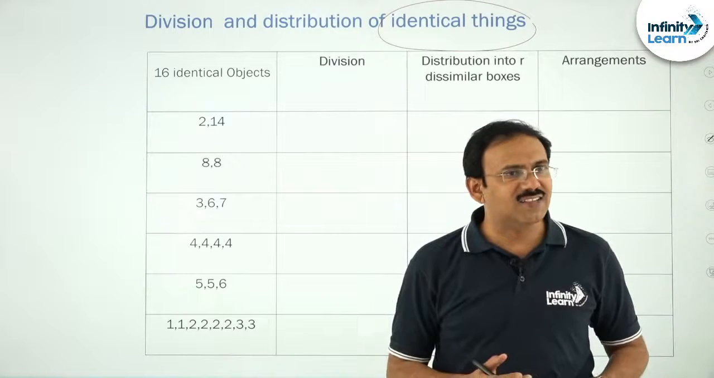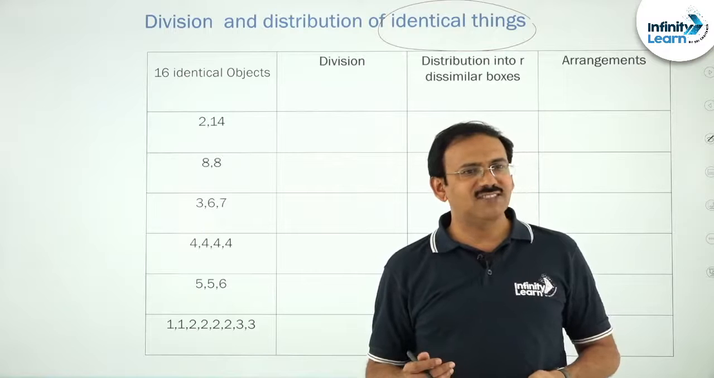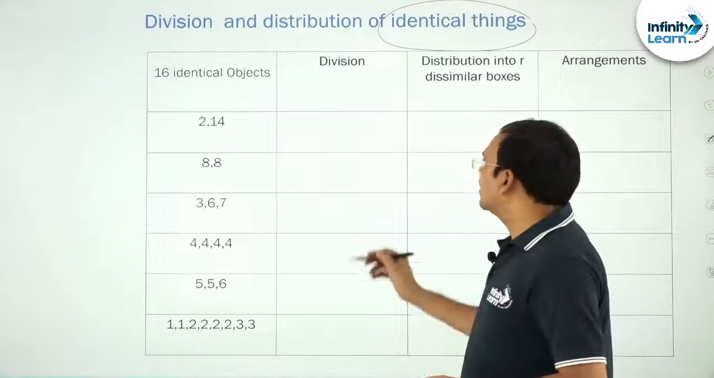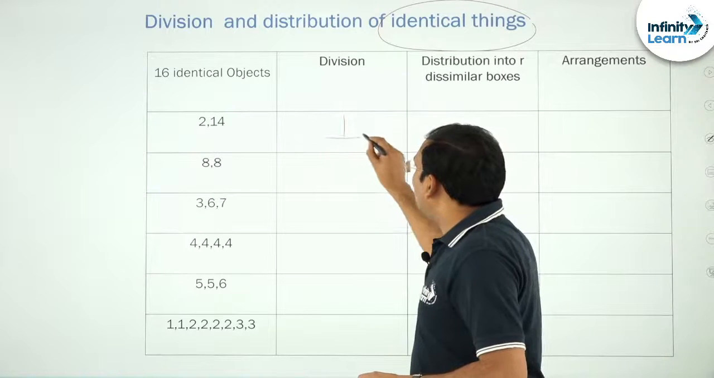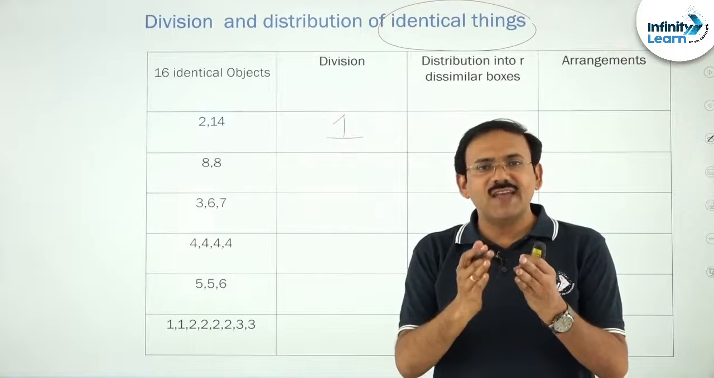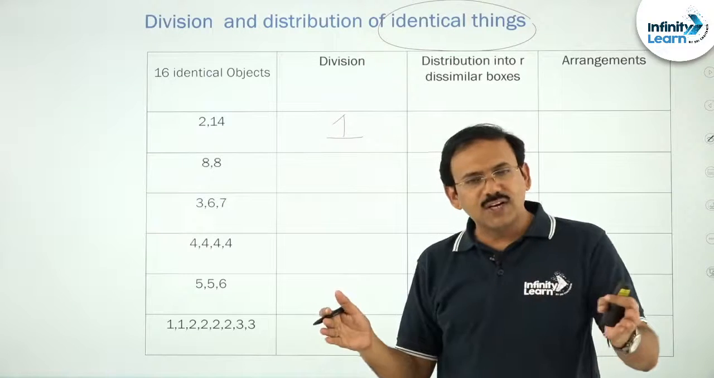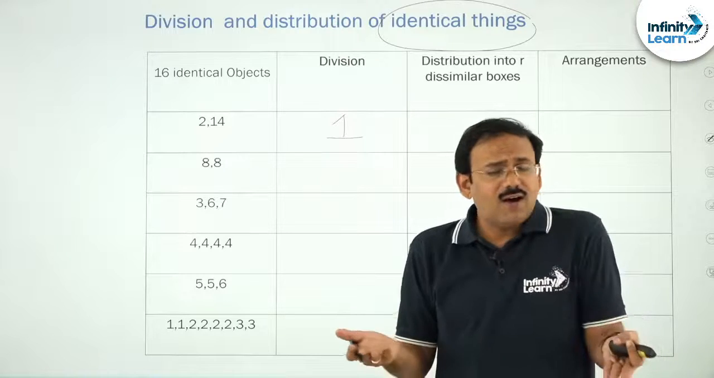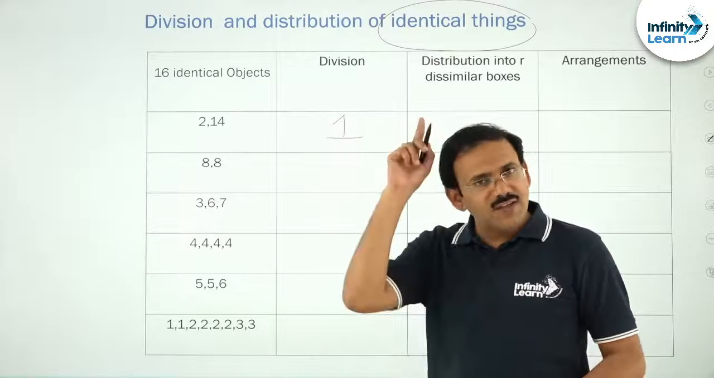Can anyone say the answer? Can I expect, friends? Can anyone? Right? The answer is only one way. All are identical here. Suppose you just write A 16 times. You take 2 separate and 14 separate. That's all. Which 2 A's? All are same. So no difference. Division is one way.